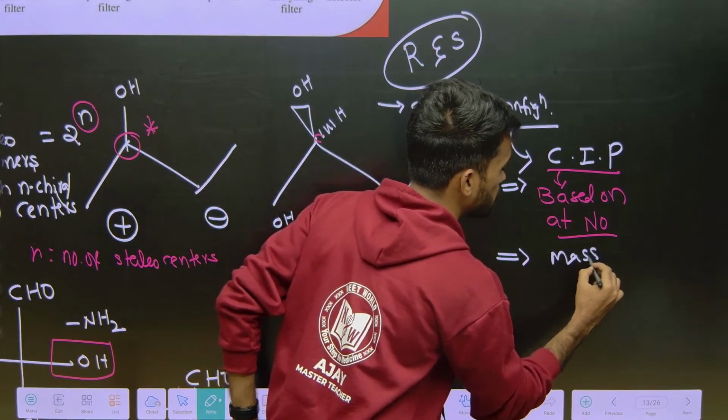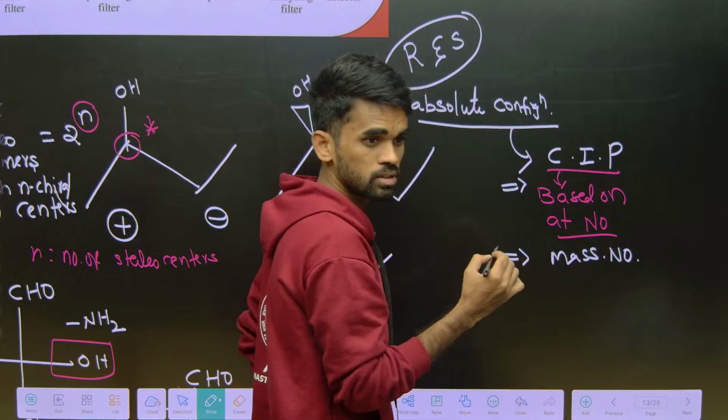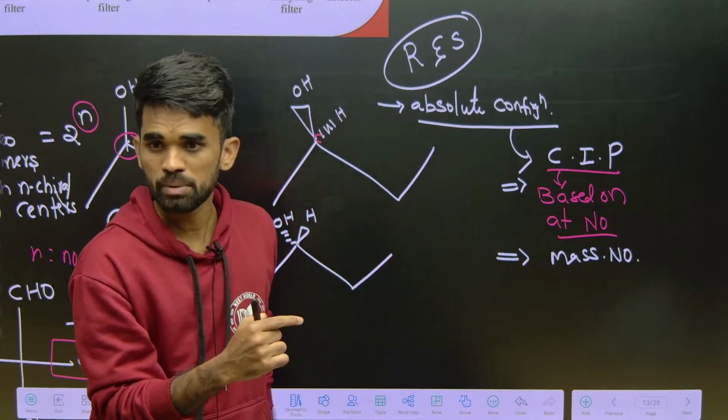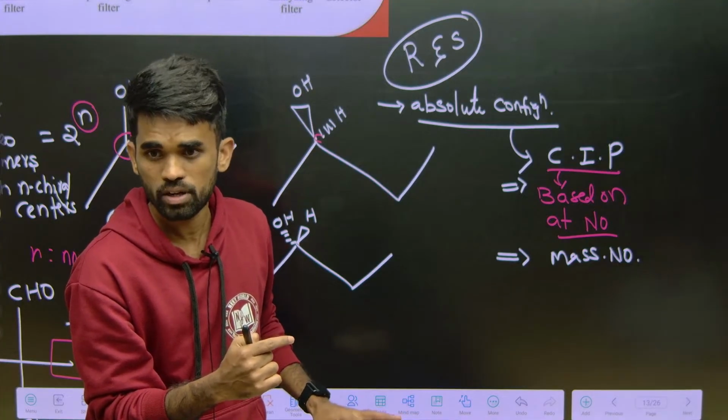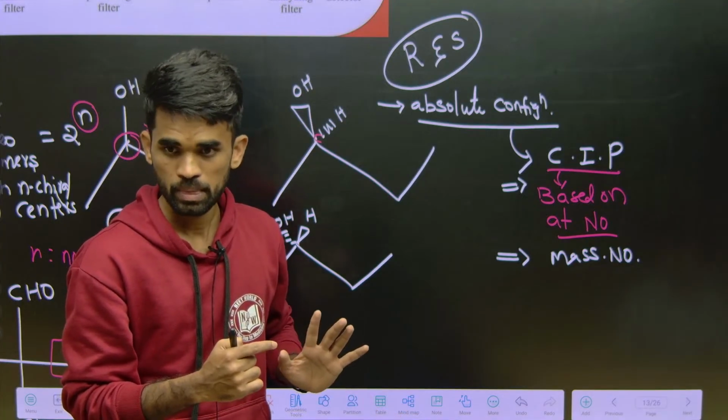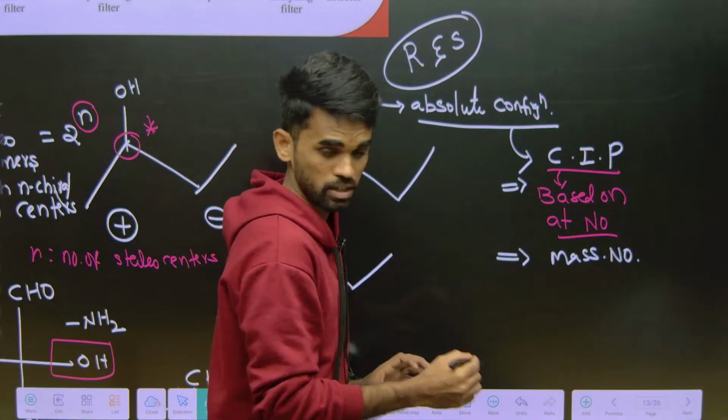So when will it be possible, sir? When we have isotopes. Hydrogen and deuterium have the same atomic number, na? So the one with more mass will be prioritized. Okay, first consider based on atomic number Z.